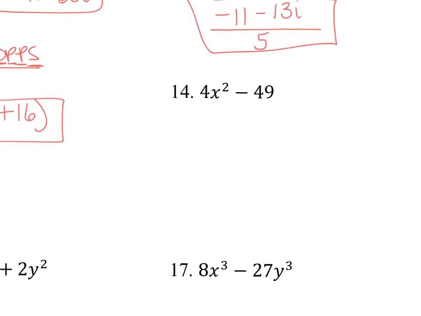If I look at my next one, I notice I don't have a GCF and my middle term is missing. So when your middle term is missing and your last term is minus, it's a difference of squares, which means one's going to be positive and one's going to be negative. And then all you do, ladies and gentlemen, is you just square root those numbers. So the square root of 4x squared is 2x, so it's going to be 2x and 2x. And the square root of 49 is 7, so 7 and 7, and I'm done.